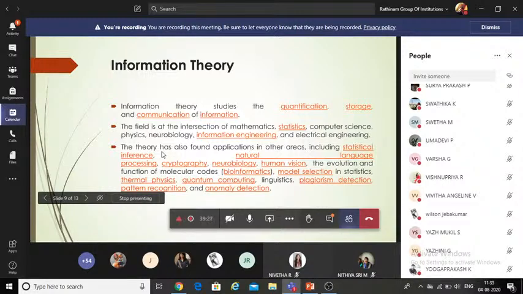It also has some mathematics, statistics, physics, neurobiology, all the things are there. It's like a database, it's like an encyclopedia. That is called information theory.